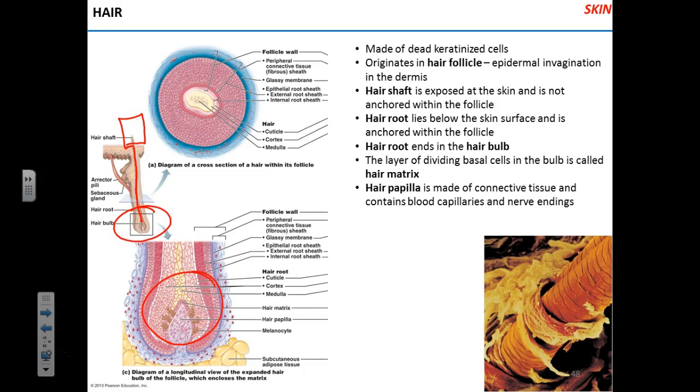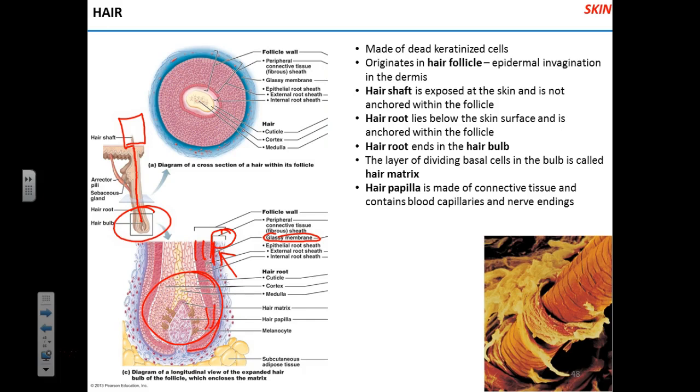And hair is surrounded by multiple layers of various types of cells. The outermost, the peripheral layer, is the connective tissue sheath. You see that? That's your connective tissue. And then connective tissue and epithelium are separated by the basement membrane, which in the case of the hair is called glassy. And then you have layers of epithelial cells.